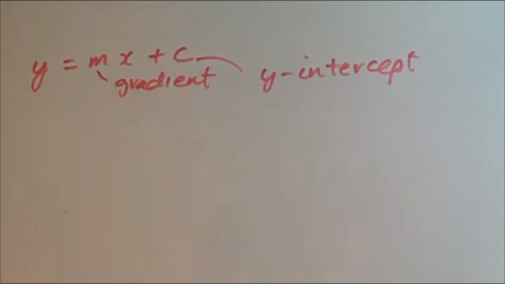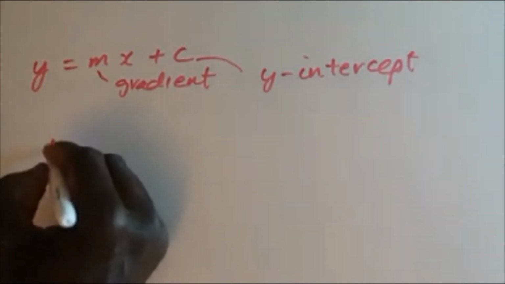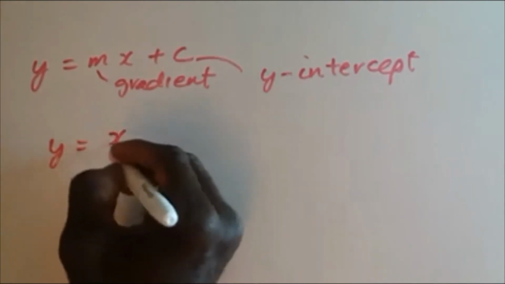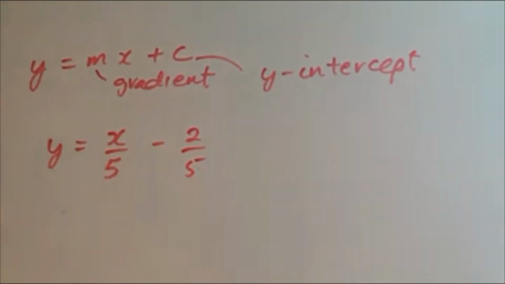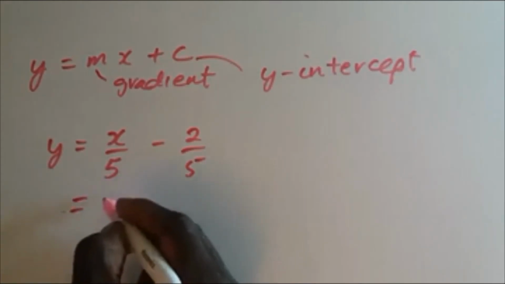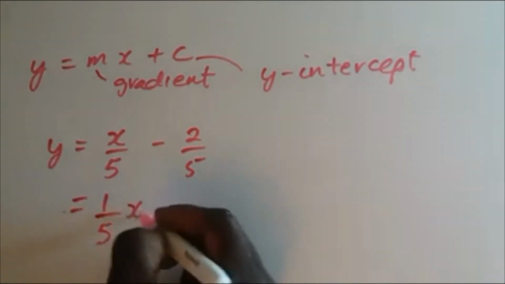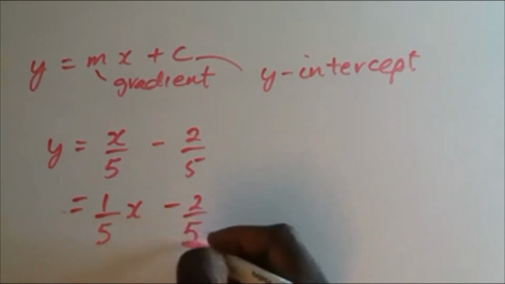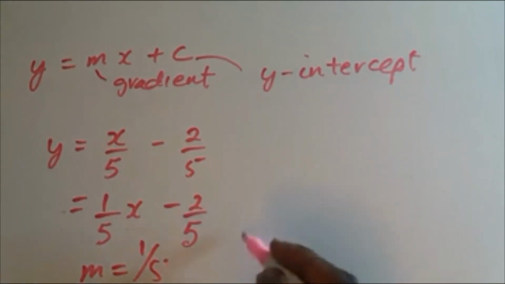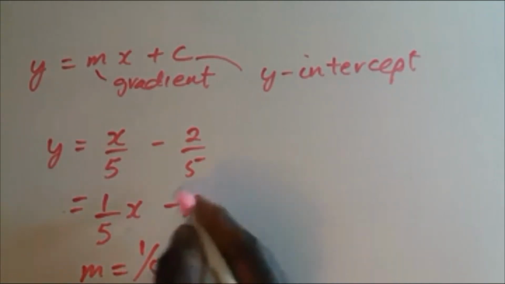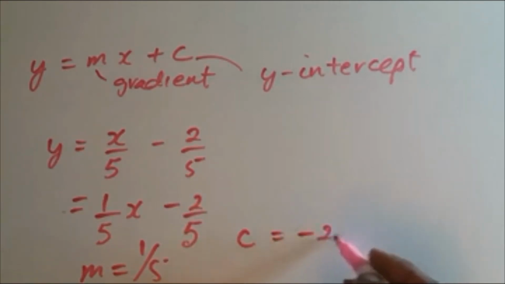Our next example is y is equal to x over 5 minus 2 over 5. Here we can rewrite this as 1/5 of x minus 2 over 5. We know our gradient, m, is the coefficient of x. m is equal to 1 over 5, and c, our y-intercept, is equal to -2 over 5.